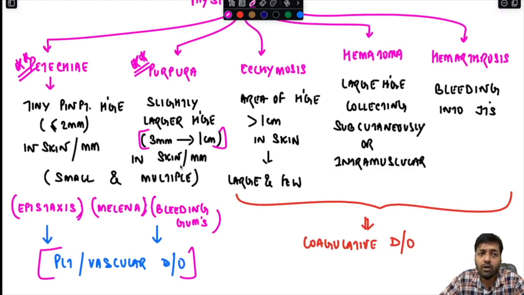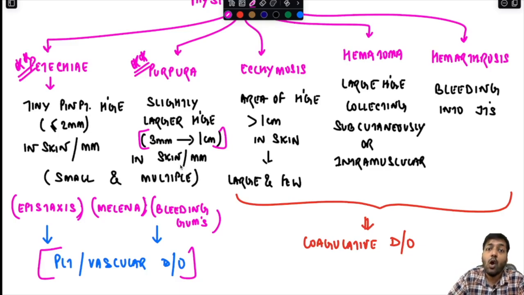Now, I have already shown you how a petechiae looks like, how a purpura looks like in my lecture on the bleeding disorder part 1. So, I am not repeating that again. So, please go back to that lecture to see, okay. So, if you see petechiae, purpura, epistaxis, melena, bleeding gums, so this is suggestive of bleeding because of a platelet or vascular disorder.